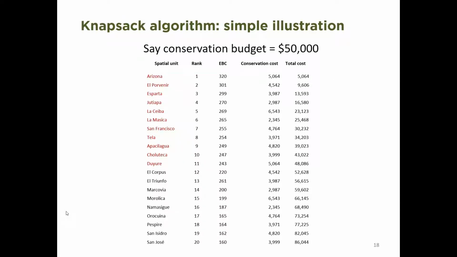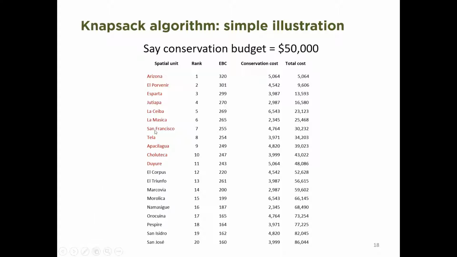Just to make that a little more concrete, I'll give a quick example. Let's say the user defines a study area that consists of 20 second-level administrative units in El Salvador. These are municipios, basically the equivalent of counties. And let's say the user tells the forest conservation targeting tool that she has a conservation budget of $50,000. The tool calculates EBC for each of the 20 second-level administrative units in the study area. It ranks them from the highest EBC to the lowest.